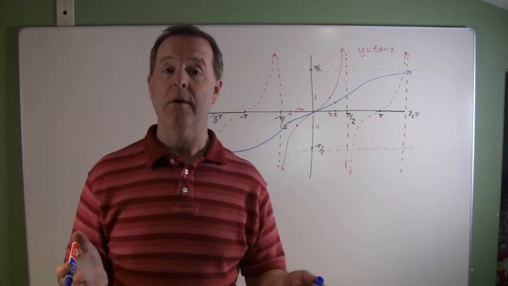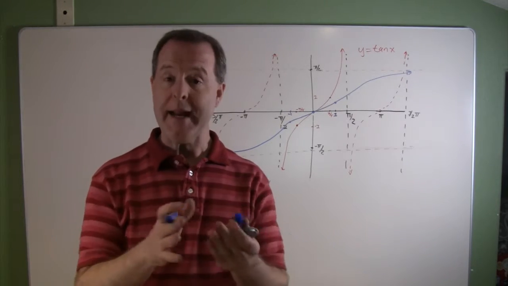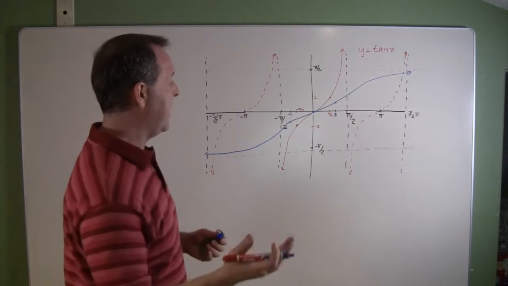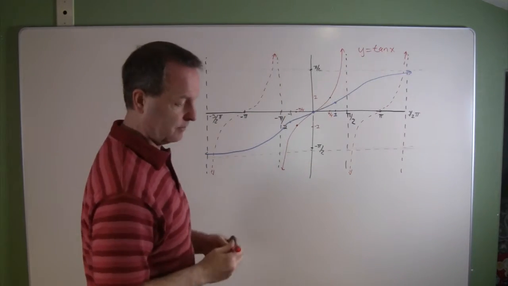So look here now, our domain is no longer restricted on its inverse function. Its domain is all real numbers. Its range, however, is restricted from pi halves down to negative pi halves.